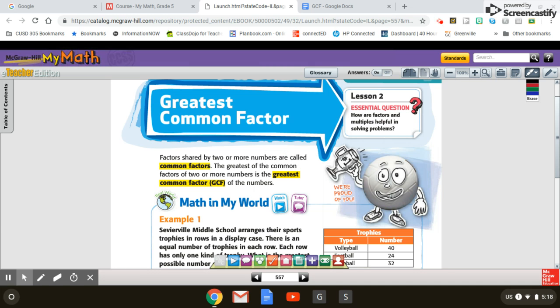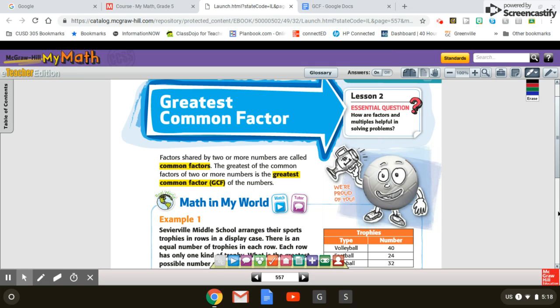Today we're going to be talking about the greatest common factor. Okay, so to do that, we have to use some vocabulary. A common factor is basically a factor that's shared by two or more numbers. Then the greatest of the common factors of two or more numbers is the greatest common factor, or the GCF, of the numbers.